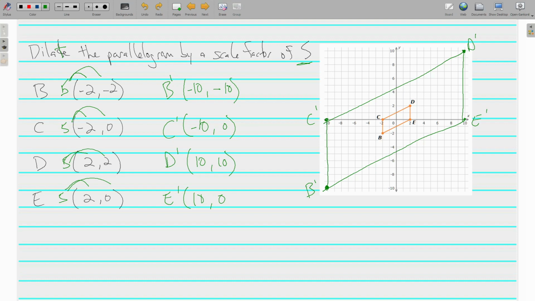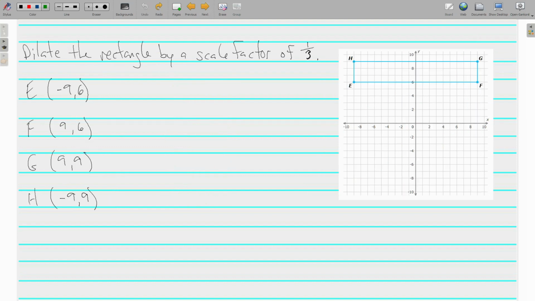Let's do another one. We're going to dilate the rectangle, also a parallelogram. This time our scale factor is 1/3. When your scale factor is less than 1, what do you think happens? Yeah, it shrinks. Multiplying everything by 1/3, I'll write that in there: 1/3, 1/3, 1/3, kind of like distributive property.